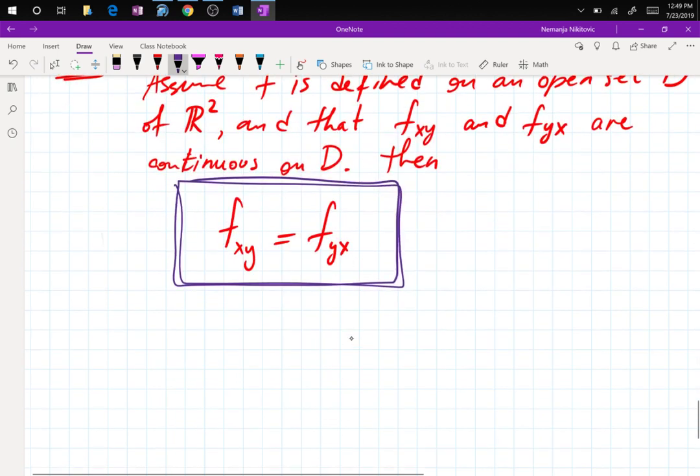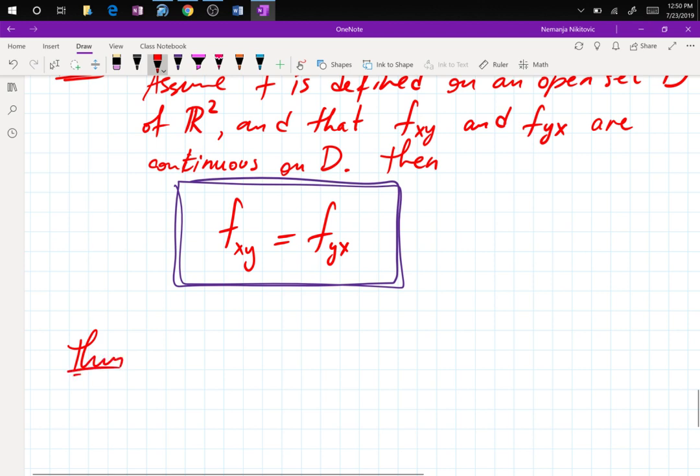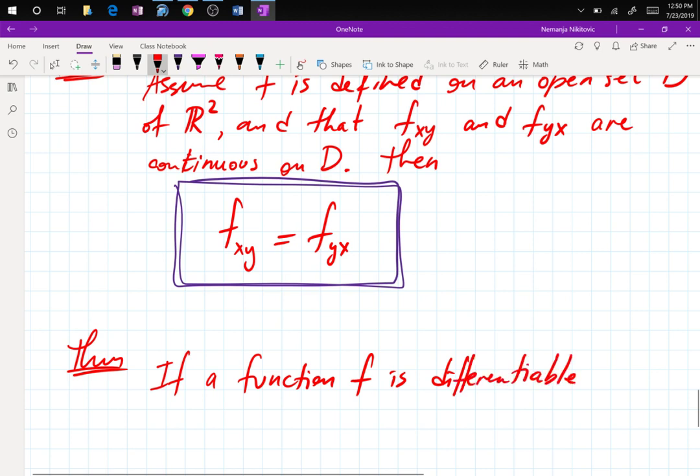So the last theorem is the same one as in Calc 1. And then I need to discuss notation a little bit, and we are done. This is called Theorem 15.6, but I'm just going to call it the theorem here. If a function f is differentiable at some point (a, b), then it is continuous at (a, b).